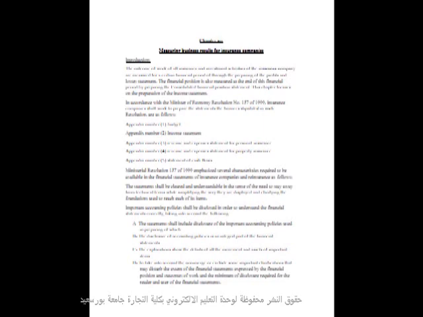Going to discuss Chapter 6, Measuring the Business Results for Insurance Company. According to the Ministry of Economy Resolution number 157 for 1999, an insurance company shall prepare a group of statements in order to clarify its financial position. Number 1, the budget. Number 2, the income statement.